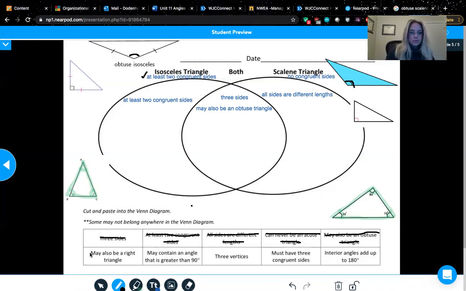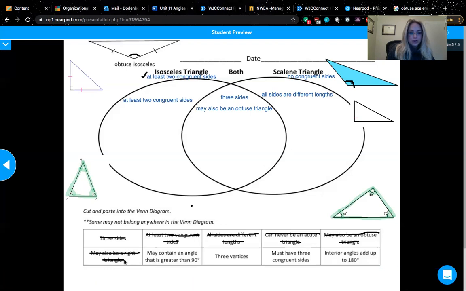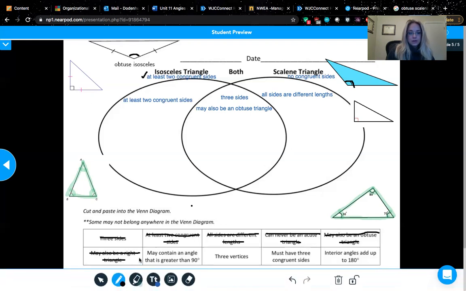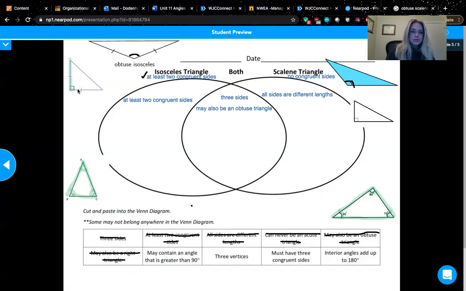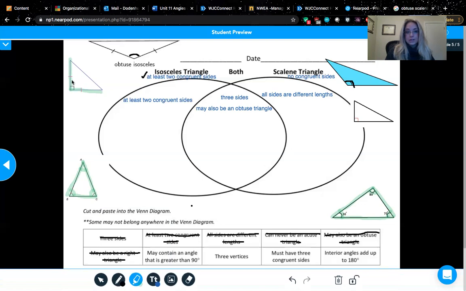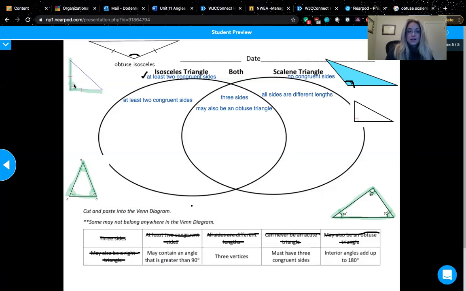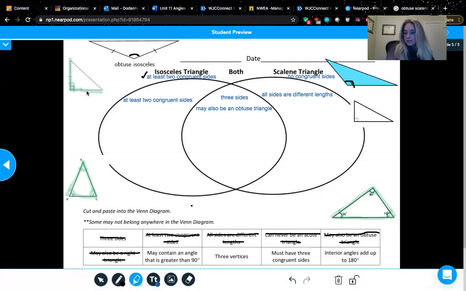All right, may also be a right triangle. Take a look up here. This is an isosceles triangle because it has two congruent sides, and it's also a right triangle because it contains one right angle. So isosceles triangles can also be right triangles.